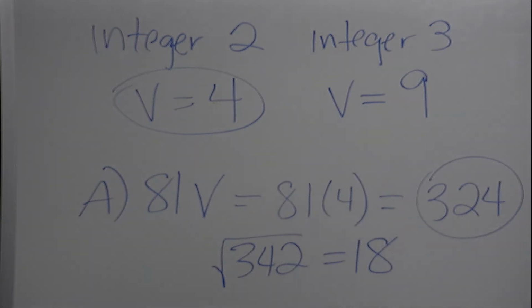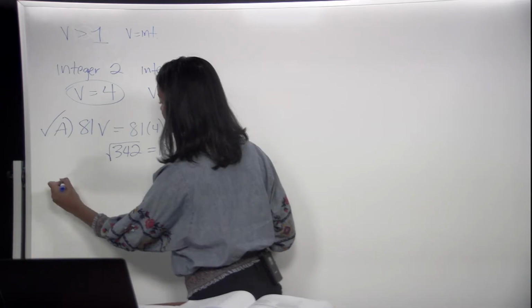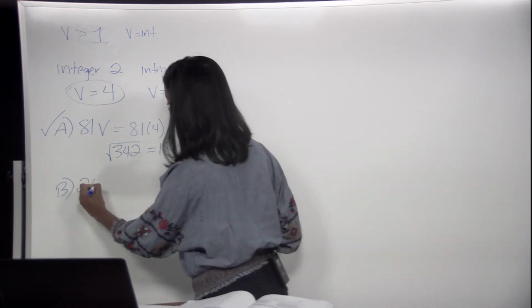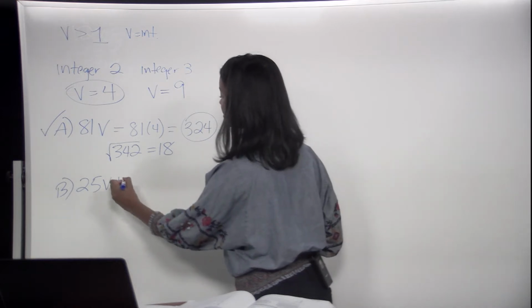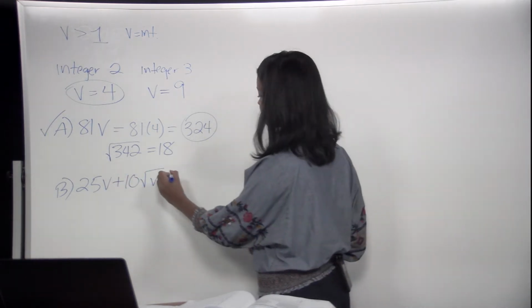So yes, A is correct. It is the square of an integer. So we're good with that one. If we move on to choice B, B says 25v plus 10 square root of v, plus 1.